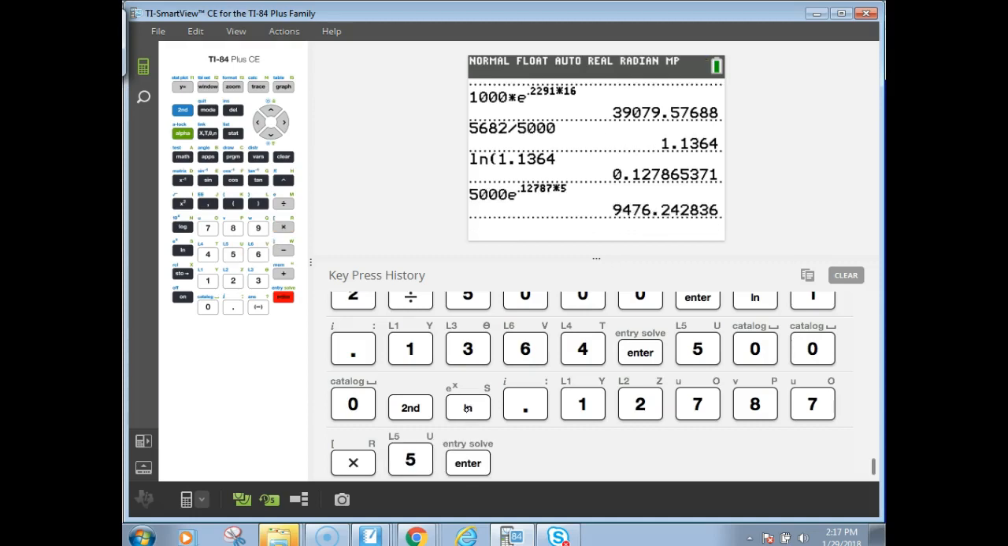Okay, let me see how different that was. Now it is a little less money than if I had rounded to the nearest 10,000. So $9,476.24.